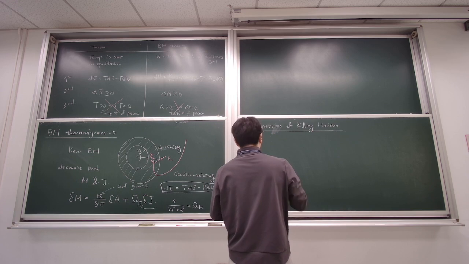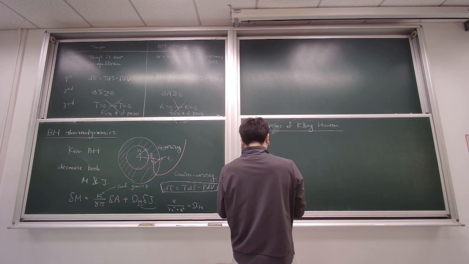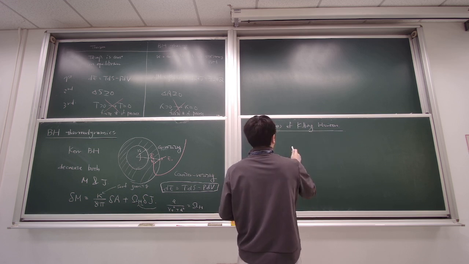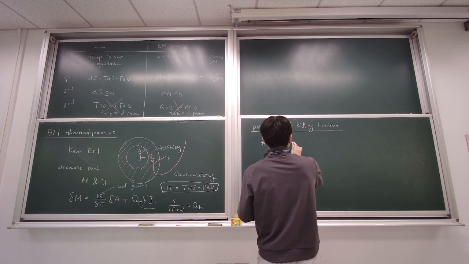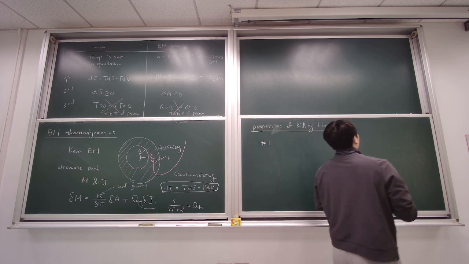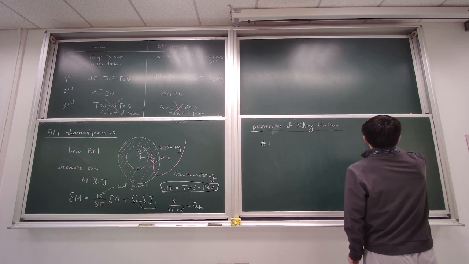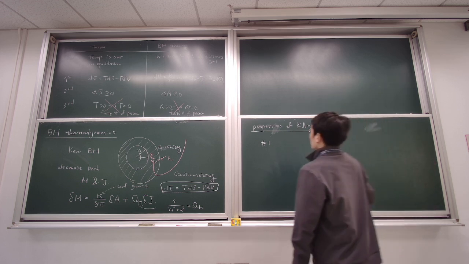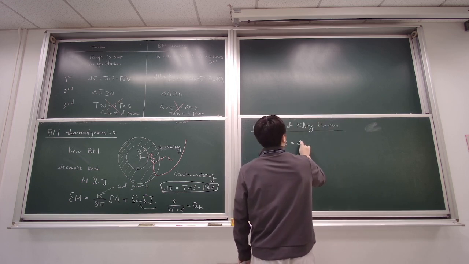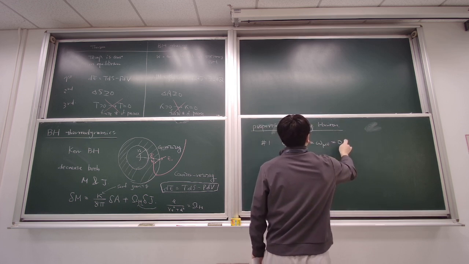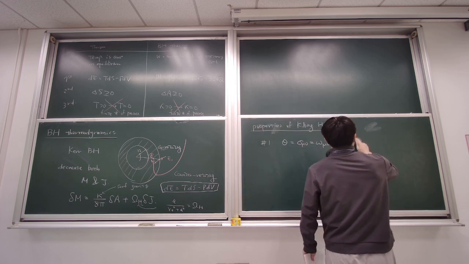Number one: at the Killing horizon, what we saw from the Raychaudhuri equation, where theta is the expansion, is that the expansion, the shear and the rotation are everything zero at the Killing horizon.